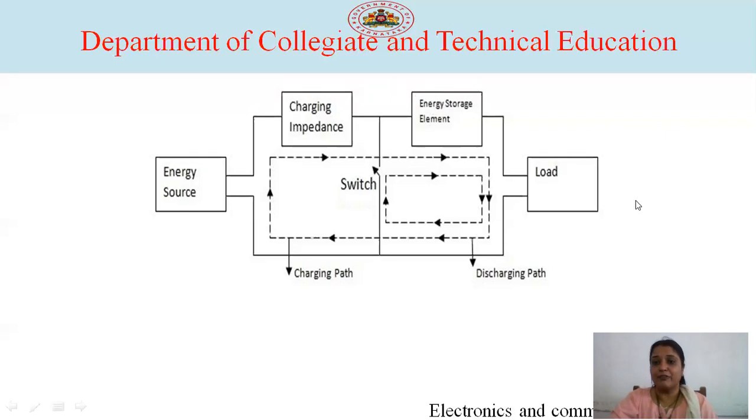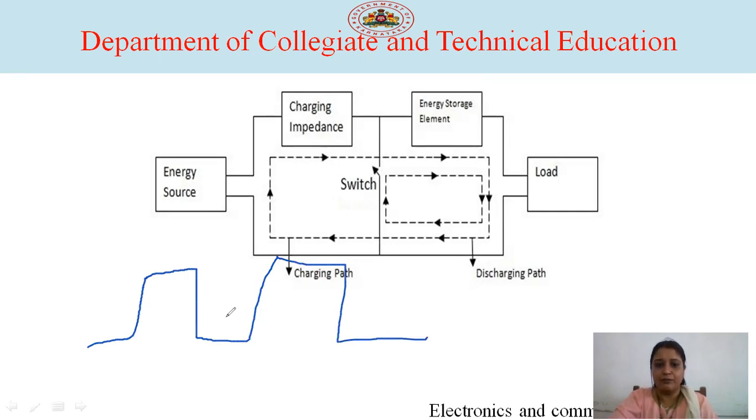Now, during the off period of the pulses, as you know, we have on and off periods in the pulse waveform. Suppose this is the pulse waveform. During this off period, the charging from the external energy source to the energy storage element takes place. During the off period the energy is stored, which is shown by this outer dotted line. It flows through this charging impedance, enters here, and comes back, completing the path.